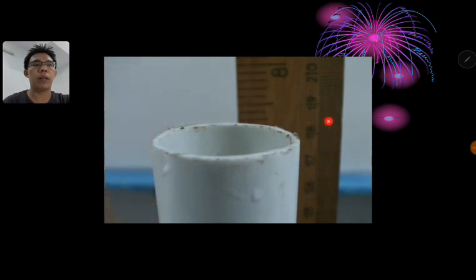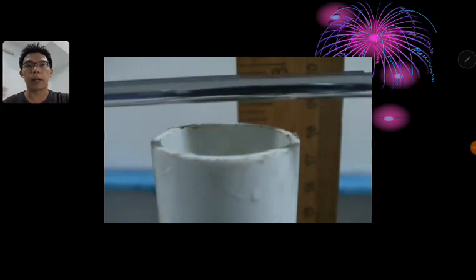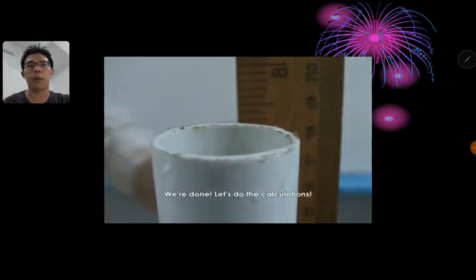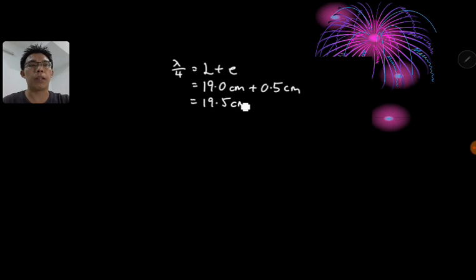This is the length of the tube where the air inside vibrates greatly and the first harmonic is formed. So then we do some calculation here.